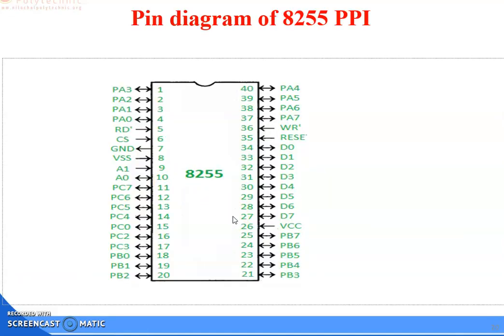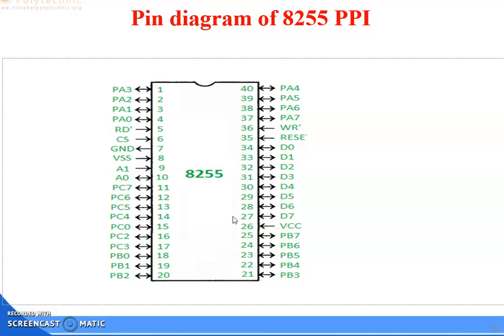Next is the pin diagram of 8255 PPI. So here 40 pins are available in 8255 PPI. Pin 1 is PA3, that is port A3. Pin number 2 is PA2, that is port A2. Pin number 3 is PA1, that is port A1. And pin number 4 is PA0, that is port A0.